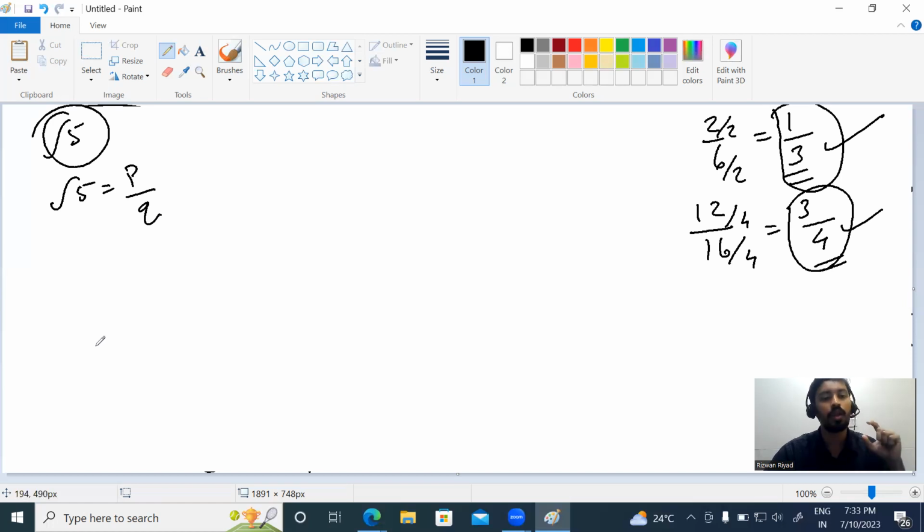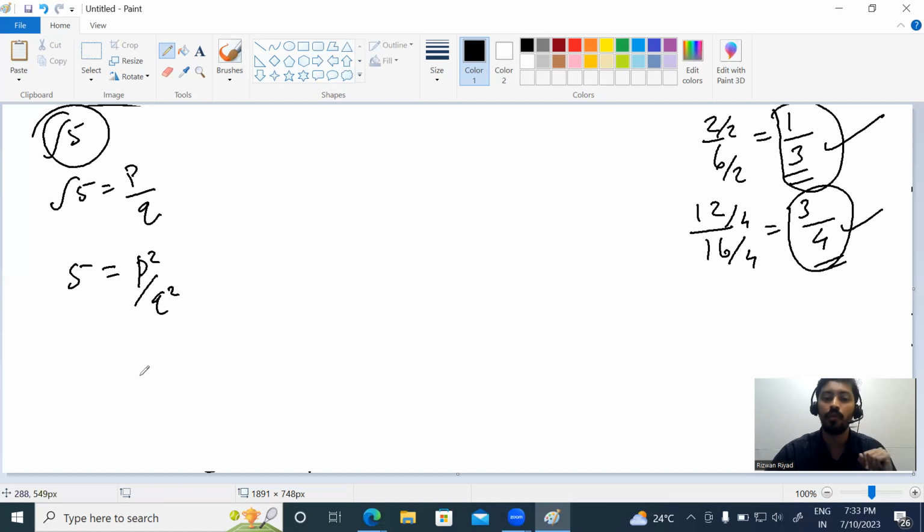Okay, now with this equation, I'm going to square on both sides. If you have an equation, you can square both sides of the equation, both left side and right side. Like that, I'm squaring here. If you square root 5, the square and root will cancel, you will get 5. The square of root 5 is 5. It is equal to, on the other side, p square by q square, because square of p is p square and the square of q is q square. So 5 can be written as p square by q square.